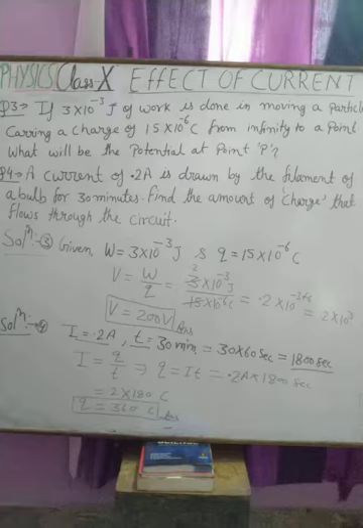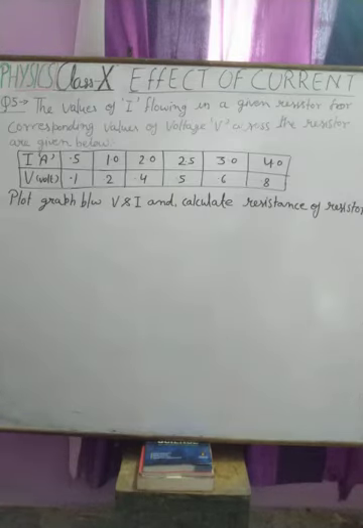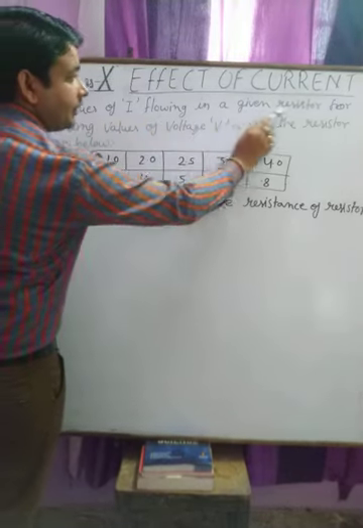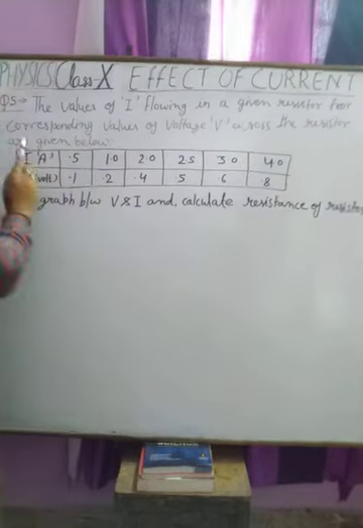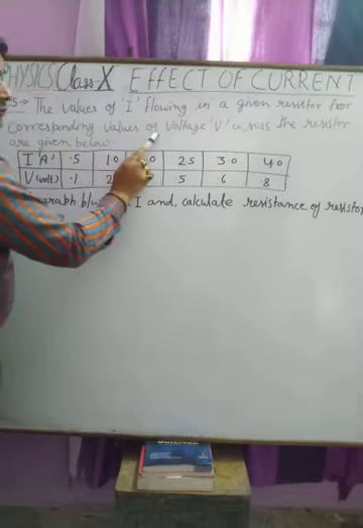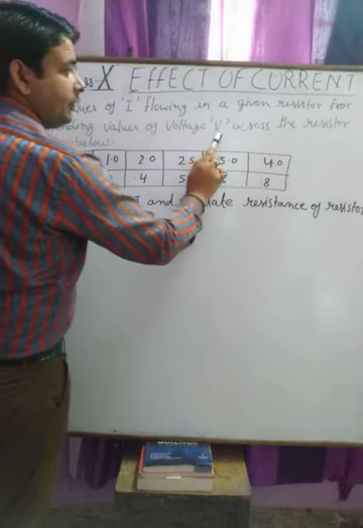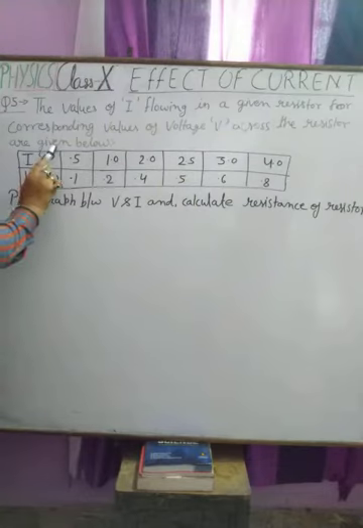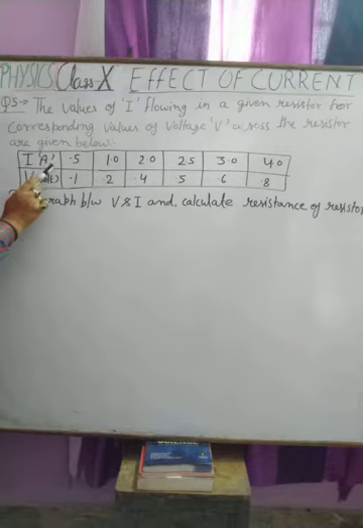Okay, student, we are moving to another question. We have a question related to Ohm's law in which the values of current flowing in a given resistor for corresponding values of voltage V across the resistor are given in the table, that is current in ampere and voltage in volt.